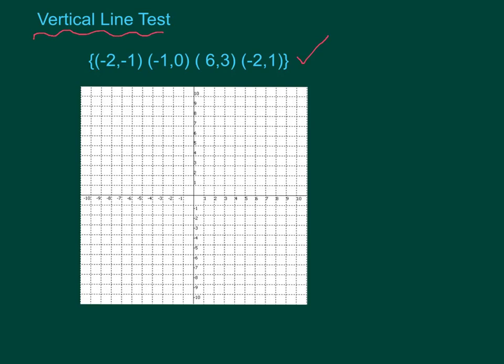So (-2, -1), (-1, 0), over 6 up 3, and (-2, 1). So first I'm just going to draw a vertical line through each of these points.